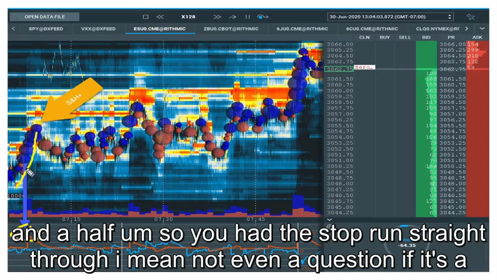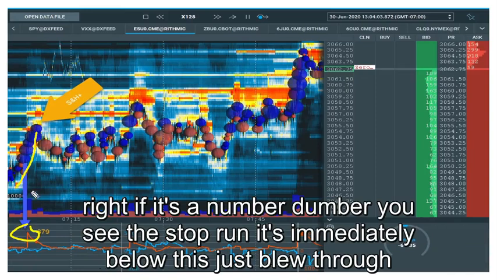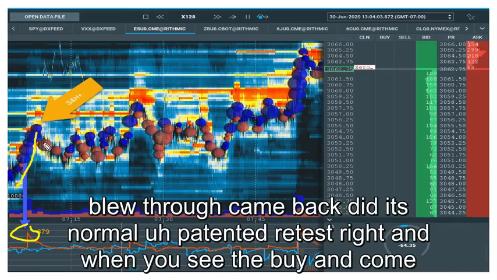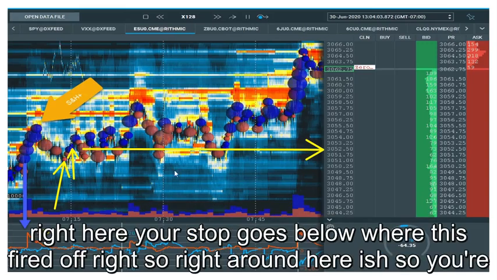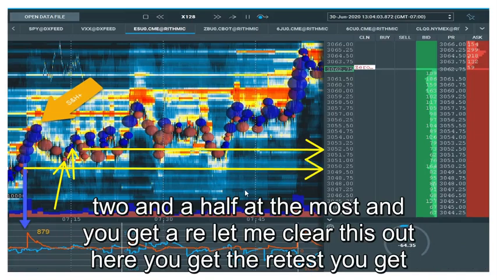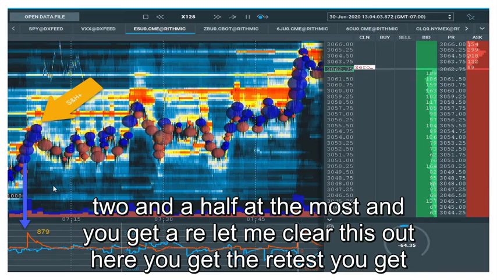So yeah, the stop run straight through. I mean, not even a question of if it's a dumb or dumber, right? If it's a dumb or dumber, you see the stop run and it's immediately below. This just blew through, came back, did its normal patented retest, right? And when you see the buy come back in, you can be long here, which is right around 52, 50-ish when this buying engages right here. Your stop goes below where this fired off, right? So right around here-ish. So you're risking maybe 2 points, 2.5 at the most, and you get the retest.